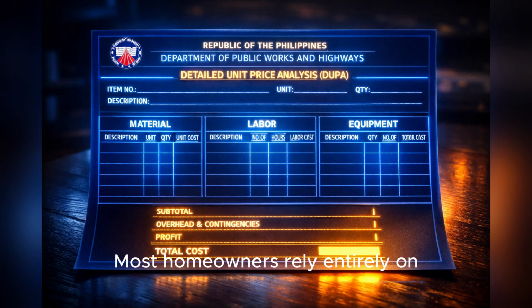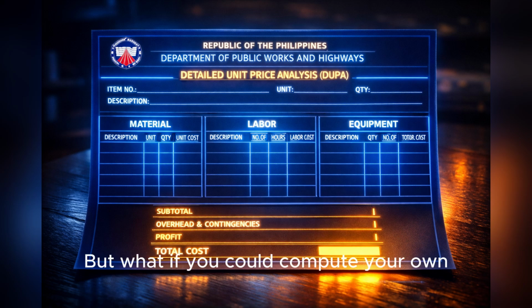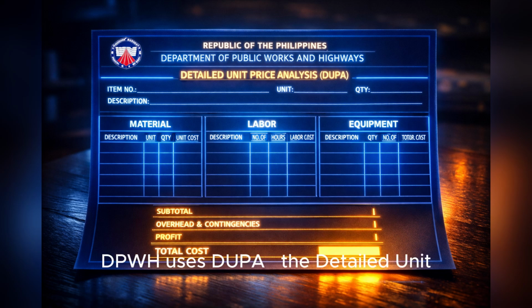Most homeowners rely entirely on contractors to quote construction prices without knowing whether the numbers are fair. But what if you could compute your own unit costs at 0 pesos? Today, we will explain how DPWH uses DUPA, the Detailed Unit Price Analysis, to compute the real price of concrete works, masonry, formworks, reinforcement, and almost every construction activity. DUPA is powerful because it gives you the ability to verify contractor quotations and understand the true cost of building your home.